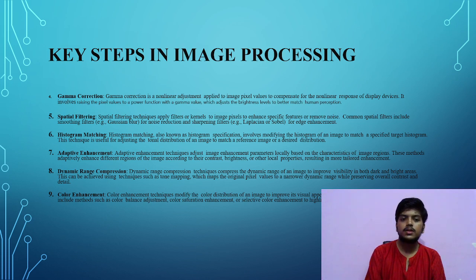Histogram matching. Histogram matching, also known as histogram specification, involves modifying the histogram of an image to match a specific target histogram. This technique is useful for adjusting the tonal distribution of an image to match a reference image or a desired distribution.